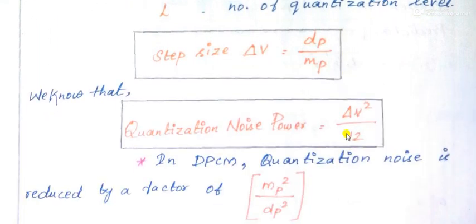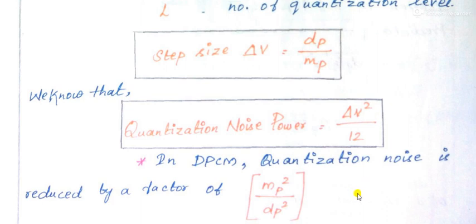Now, usually the signal to noise ratio depends on the signal power and noise power. To find the signal power and the noise power, first we should know the step size delta. So it depends on the Dp by Mp, where Dp is the peak amplitude of the difference signal and Mp is the peak amplitude of the message signal. So quantization noise power is equal to delta squared by 12.